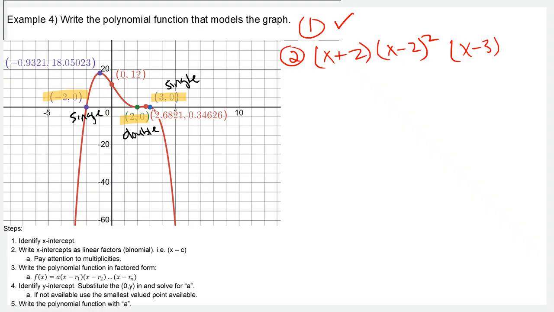All right. We paid attention to our multiplicities. We wrote all that out, so we're golden. Now it says you're going to write it as a polynomial function. So when we're writing a polynomial function in factored form, that means we have f of x equals, and there's an a term that we do not know yet.